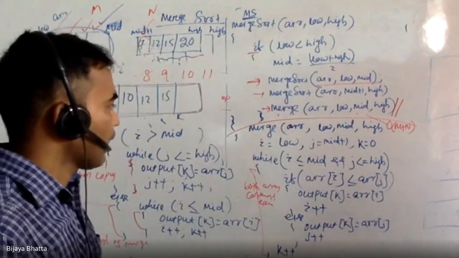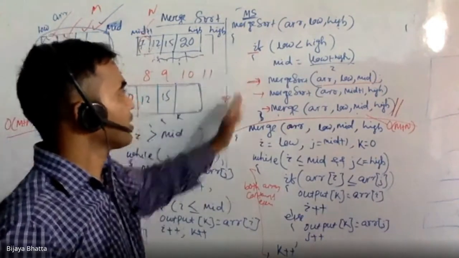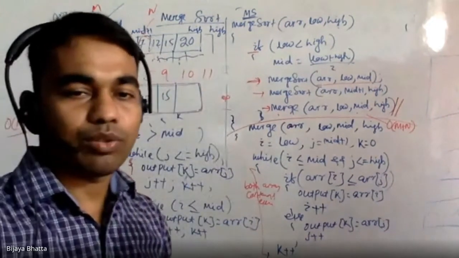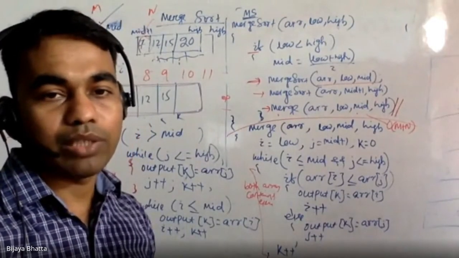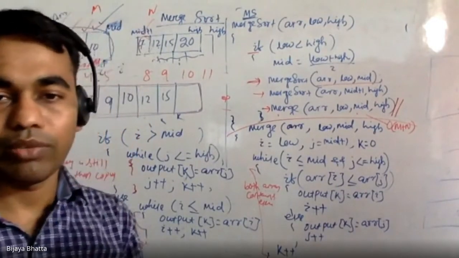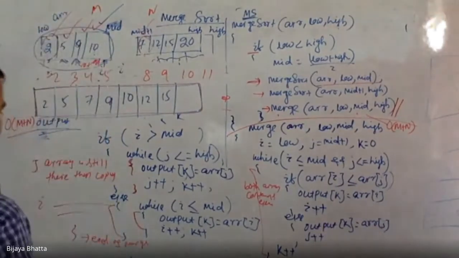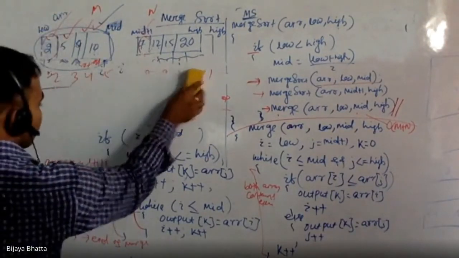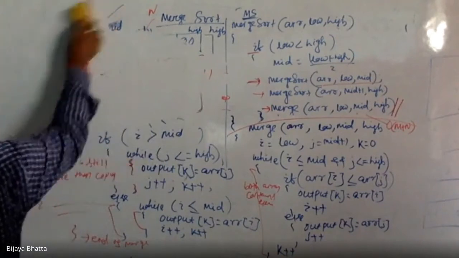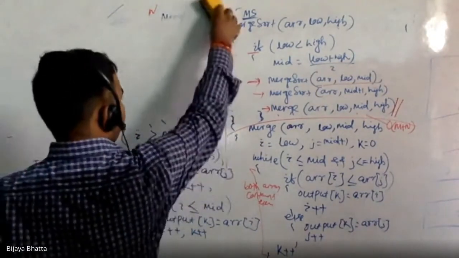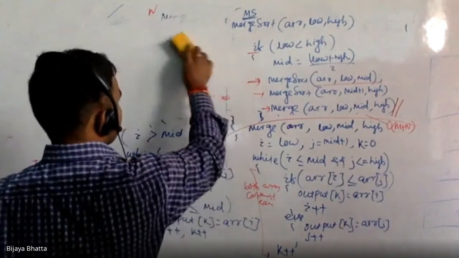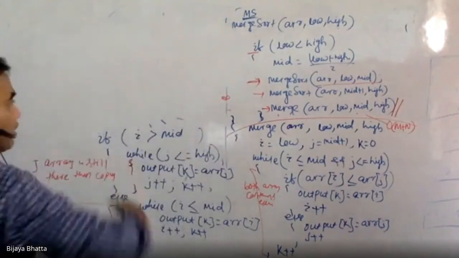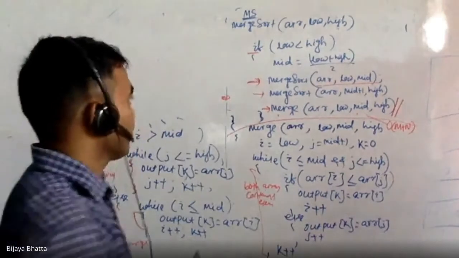But now the question is, what is the time complexity of merge sort? That's what we need to understand. So let me erase these things for now. So what is the time complexity of merge sort? I think we'll see, but anyway, this is how the merge sort complexity is going to be calculated.